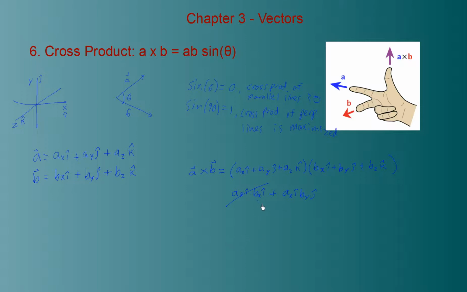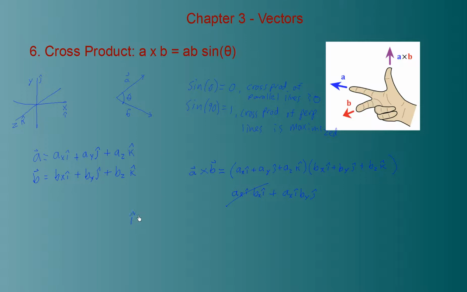So all the parallel ones will disappear. So when you do AYJ times BYJ, it's gone. AZK times BZK, gone. But you're going to have a bunch of other ones. You're going to have an IJ, you're going to have an IK, you're going to have a JI, you're going to have a JK, all that. So how do you handle those? Well, let's just write them out.